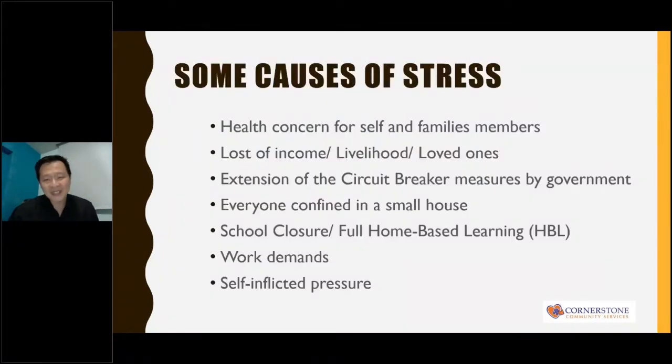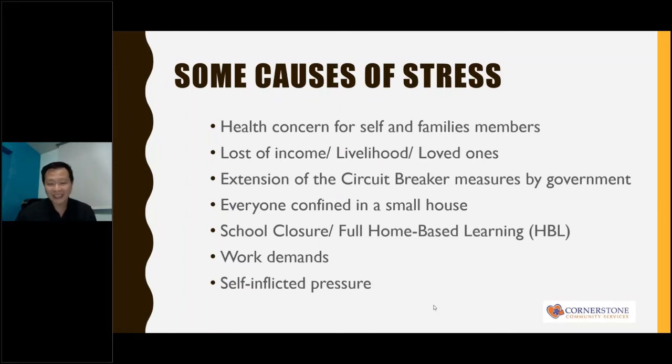Here are some causes of stress in this current COVID-19 situation. I think this is not uncommon to most people. Number one, health concerns, like will I contract COVID? Family members' health as well, and some families with vulnerable elderly. So these are some reasons. Loss of income, livelihood, and loss of loved ones. Not many in Singapore, but people have lost loved ones through COVID as well.